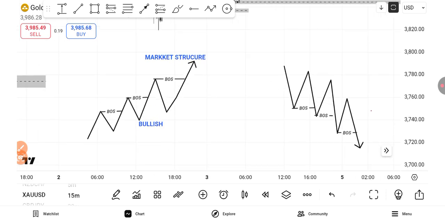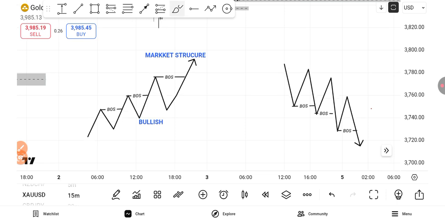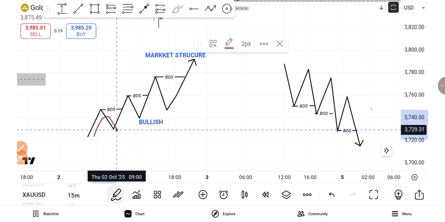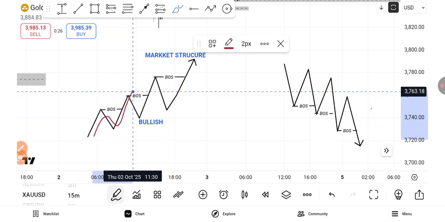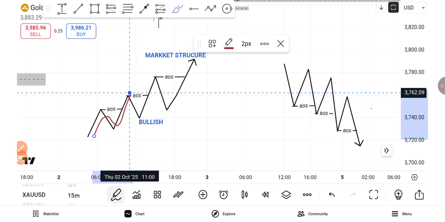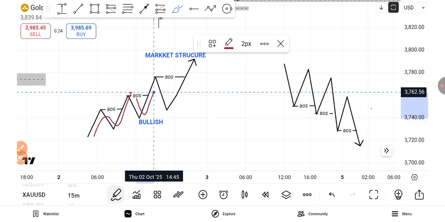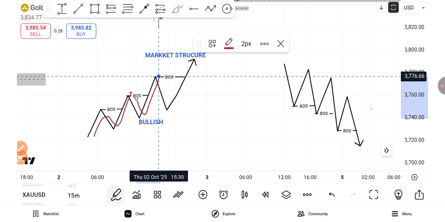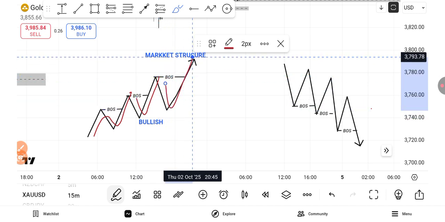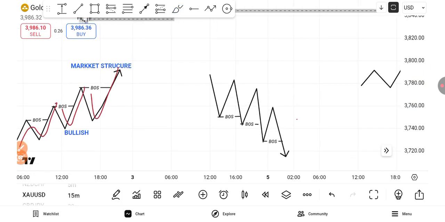So first of all, a bullish market structure breaks structures to the upside. For example, here it broke structure to break the previous higher high, then it pulled back, broke another structure, it had to pull back and break another structure. So in this illustration, you see that the market is in a clear uptrend, which is called a bullish market structure. And then we go to the bearish market structure.